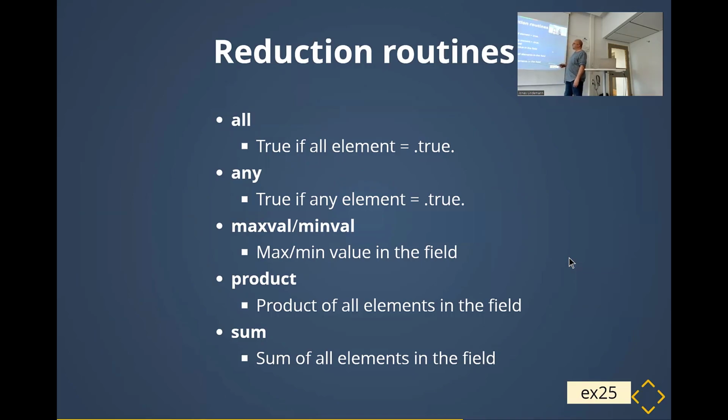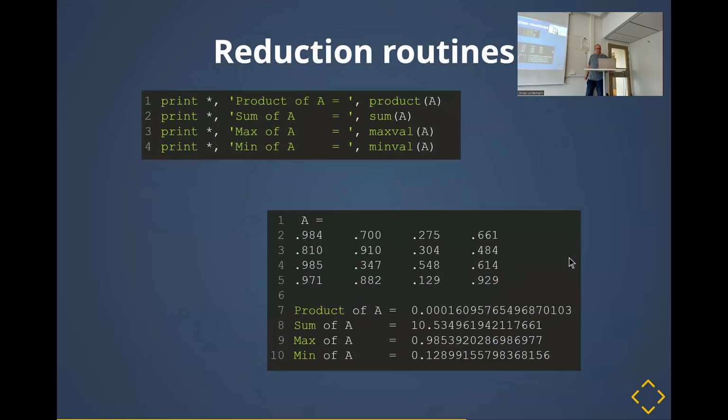There's product, which calculates the product of all elements in the field. Same thing with sum here, which sums all the elements in the field. So it looks like this. This is A, and then we have product, sum, max, and min.